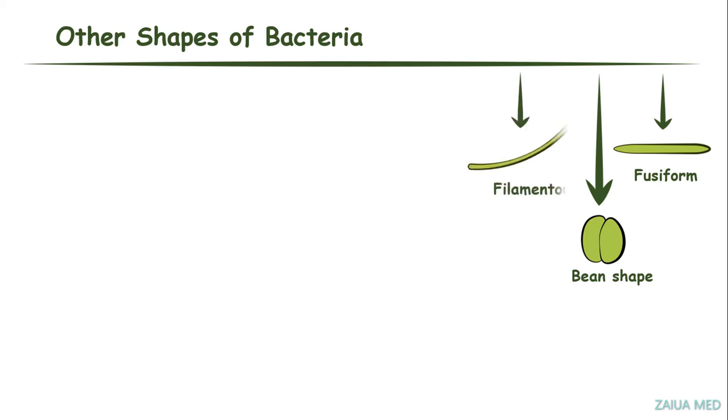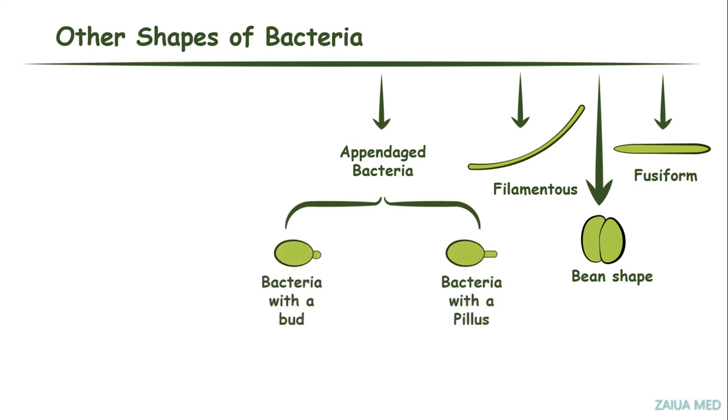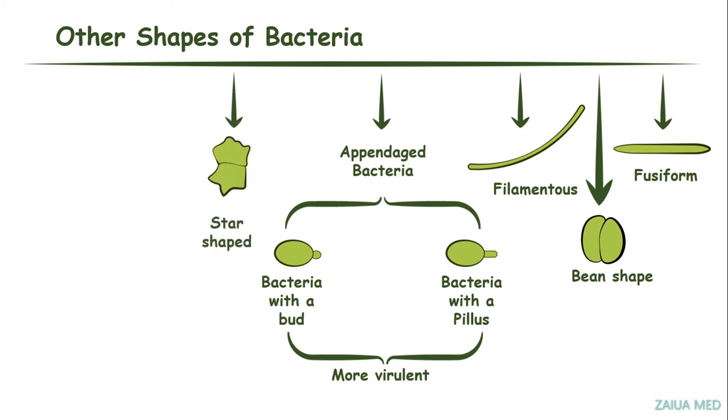They also form branches. Now we move to appendage bacteria. Appendage bacteria have some extra components. Some have buds and some have pili. They are more virulent than others. The morphology of some bacteria looks like a star. Some bacteria are rectangular or resemble a box.